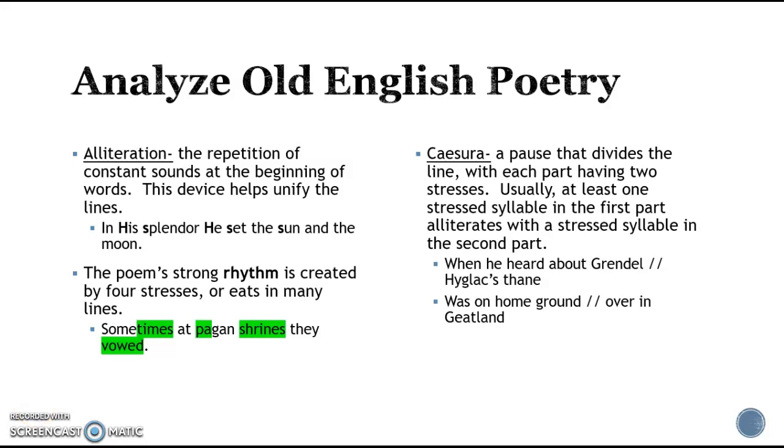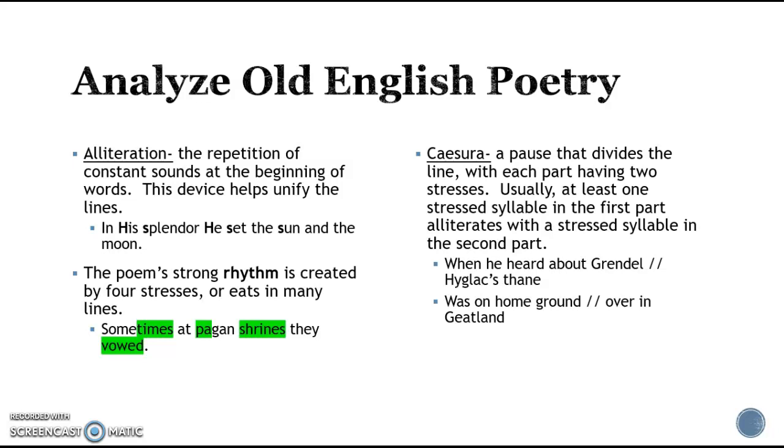All right, welcome back. We're going to go ahead and continue with our notes on Beowulf with analyzing Old English poetry. So there are a few literary devices that we're going to learn with Beowulf, and the first is alliteration. Alliteration is the repetition of consonant sounds at the beginning of words. This device helps unify the lines.